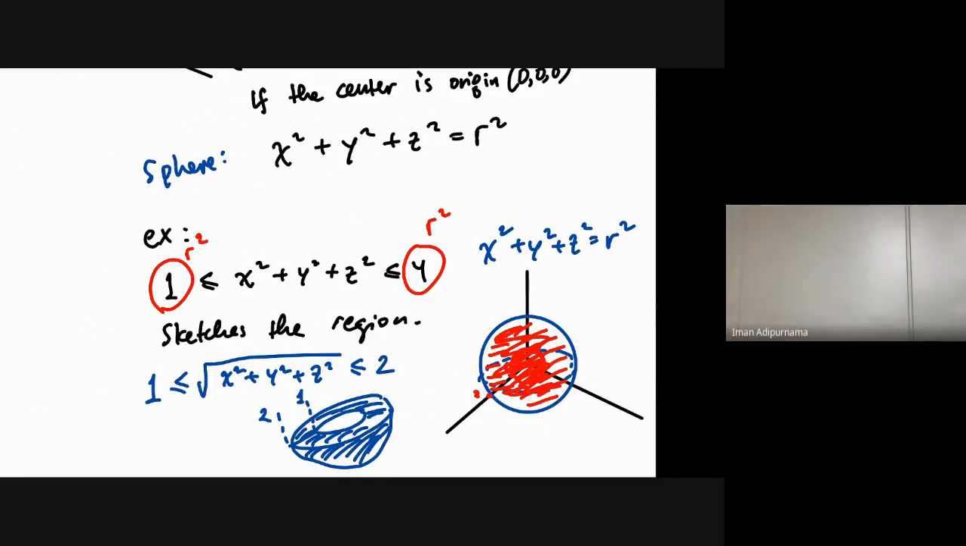Okay, can you imagine that? So you have a ball, and the ball inside is hollow. If you look from outside, it looks like a solid, but actually it's hollow inside. The solid is from 1 to 2. So from 0 to 1, all of this is empty. So it's like a ball, but it has a hollow part inside.